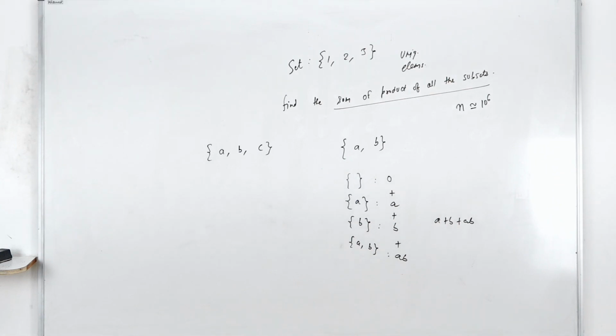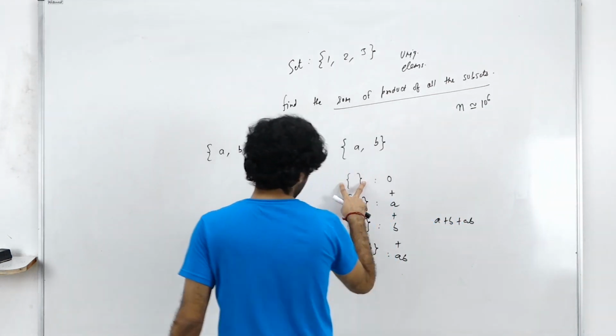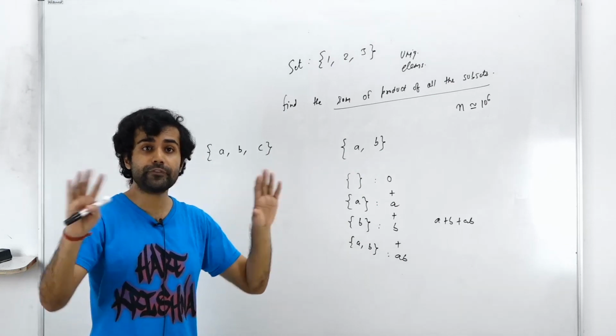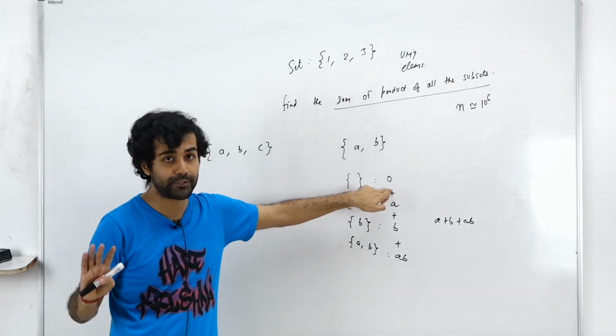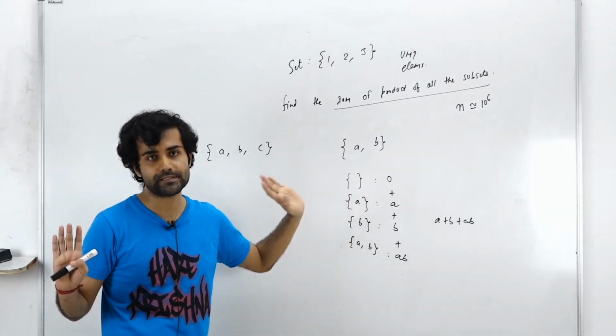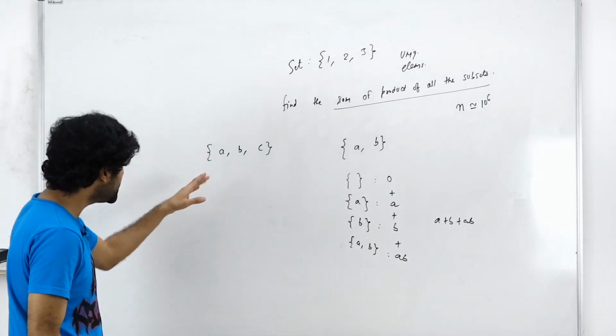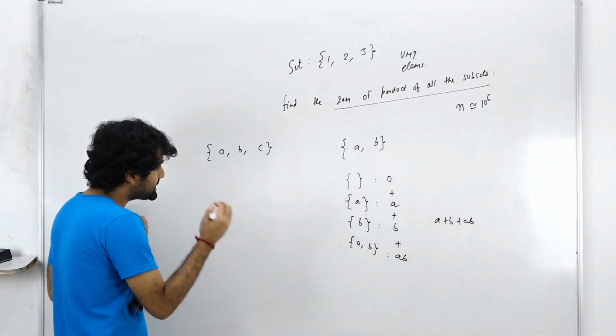Yeah, it will be 8, right? So one of you has written 2 raised to power n minus 1, which is wrong. It is 2 raised to power n always, because you also take into consideration the empty subset, right? Now it is a different story that the contribution of this is 0, but this is also a subset, right? Cool. So let me just write down all the subsets of this.